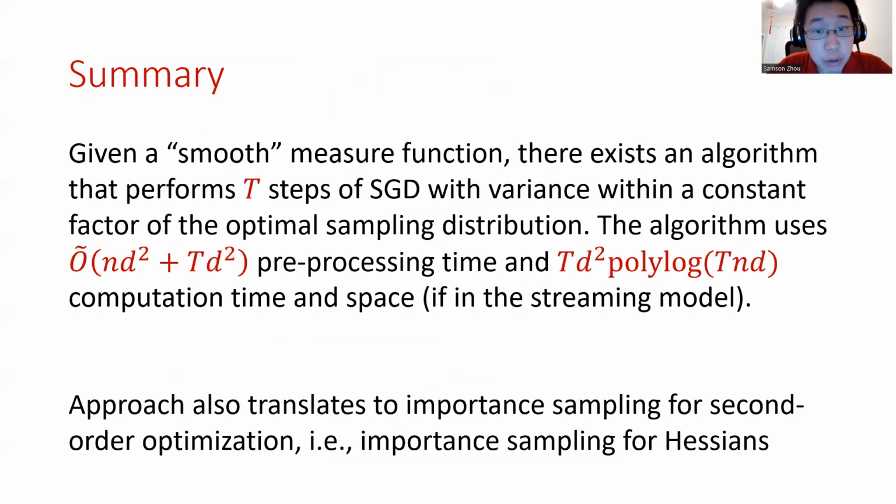So in summary, given a smooth measure function, we show that there exists an algorithm that performs T steps of SGD with variance that's within a constant factor of the optimal sampling distribution. The algorithm uses roughly ND squared plus TD squared preprocessing time and roughly TD squared computation time in space if it's in the streaming model. And actually, our approach also translates to importance sampling for second order optimization, for example, importance sampling for Hessians. And it can also handle higher degree polynomials for measure functions.